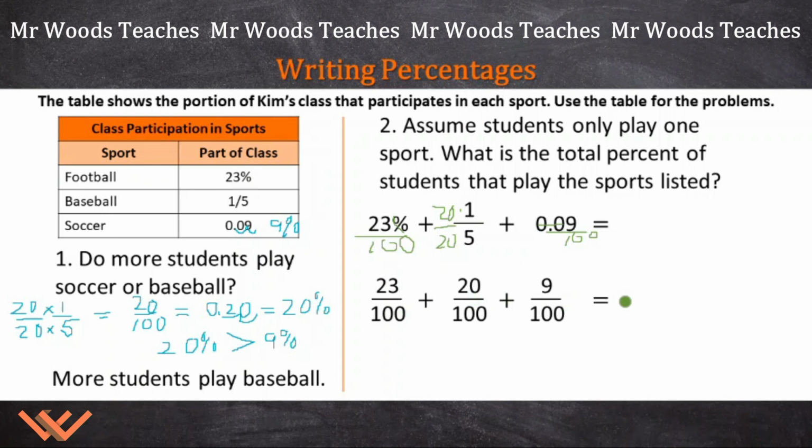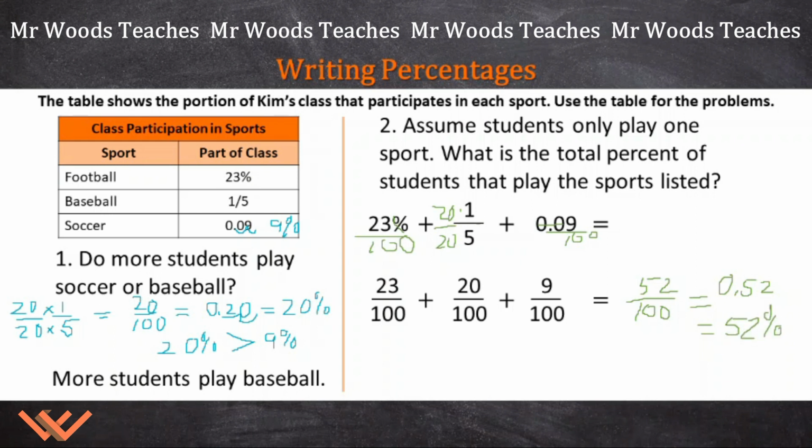And all we need to do is just add all of this up. So we have 100 here. And let's do this with friendly numbers. So 20 plus 20 is 40, and 3 plus 9 is 12, so 40 plus 12 is 52. And that is equal to 0.52. And if you remember, we just boom, boom, that's also equal to 52%.